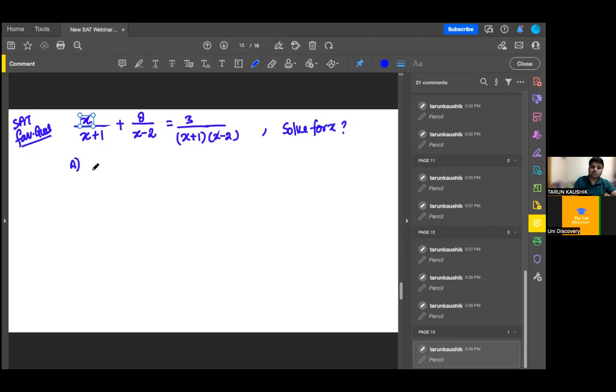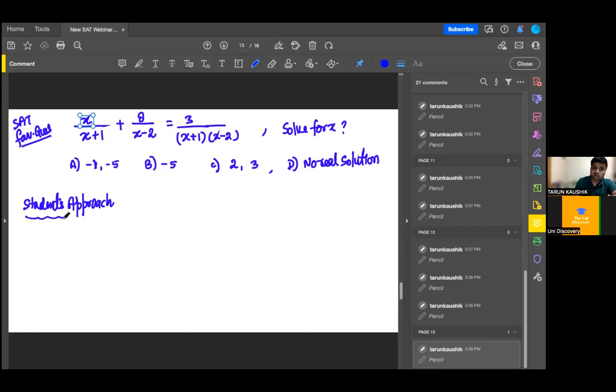And the options which are given: option A is negative 1, negative 5. Option B is negative 5. Option C is 2 and 3. And option D is there is no real solution. Now again, let's try and see how the majority of the students approach this question, and then we'll see what is the point of the question.